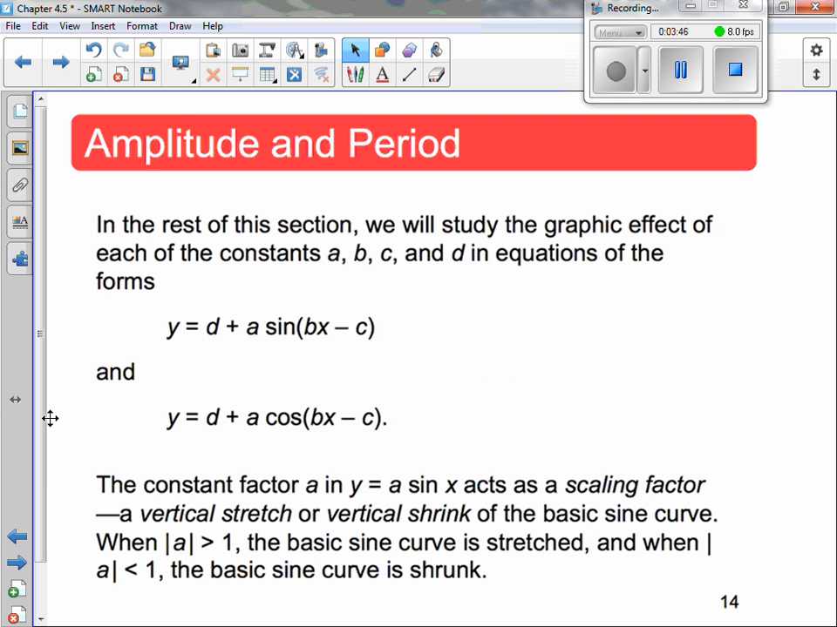So when we look at this here, for any sine and cosine function, we get these two general equations. y is equal to a sine of bx minus c plus d. And y is equal to a cosine of bx minus c plus d. I moved the d part to the end. So we have different components to this here.